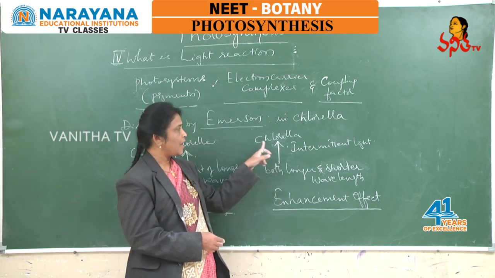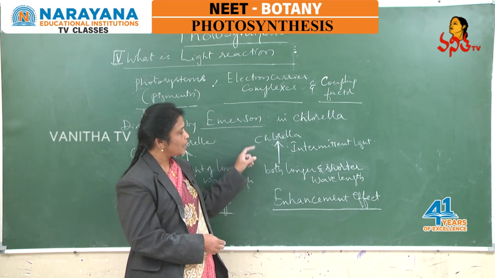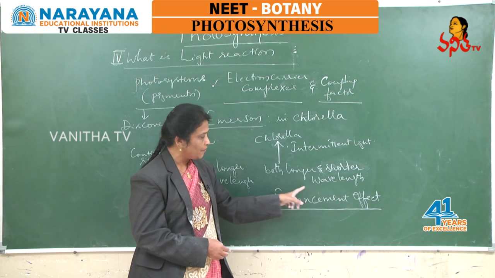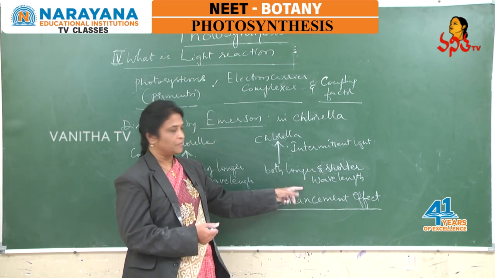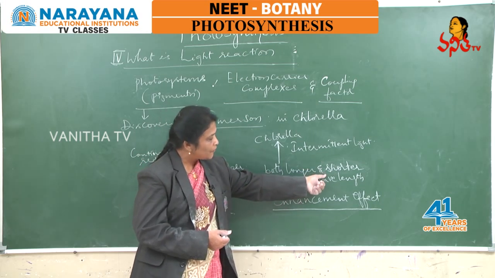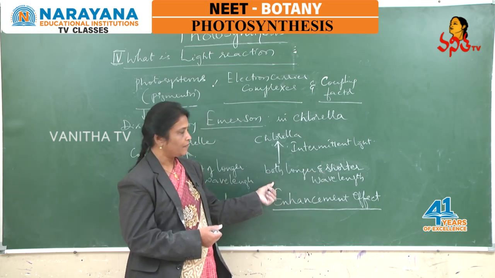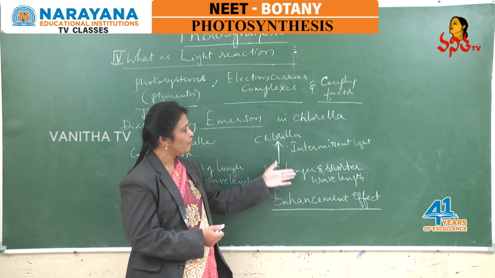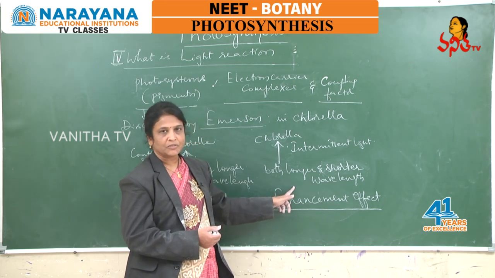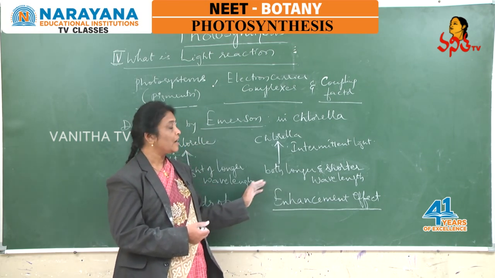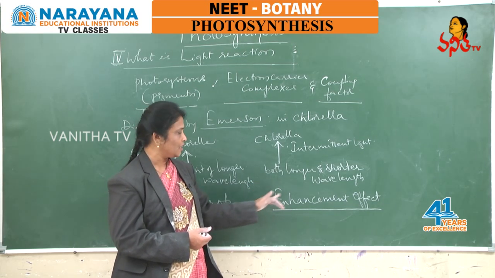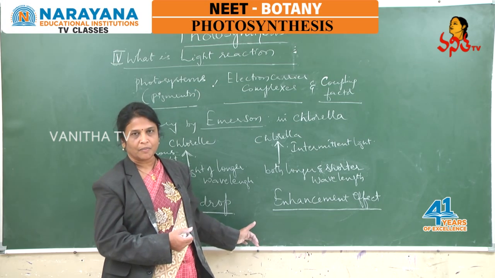Whereas in the other instance, Chlorella exposed to intermittent light provided with both longer and shorter wavelength, among the two photosystems, one photosystem functions in longer wavelength and the other photosystem is functional in shorter wavelength. With a simultaneous supply of both longer and shorter wavelength, both the photosystems show synergistic action, and that causes a sudden enhancement or increase in photosynthetic activity. So the enhancement effect is observed by Emerson.